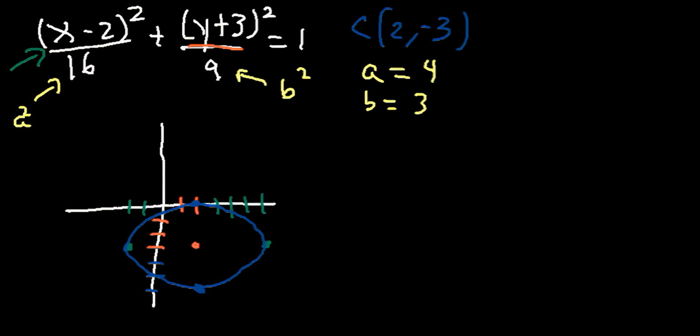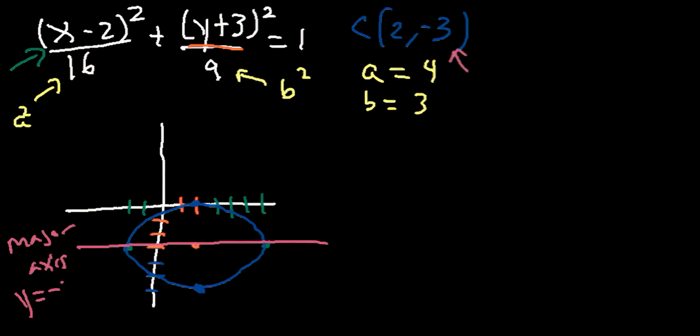So let's identify what's the major axis and what's the minor axis. The major axis, is it vertical or horizontal? The major axis is wherever a is. A is along the x-axis, so the longer side is the major axis. The major axis is basically the y-coordinate of this, because it's horizontal. So the major axis is at y equals -3. That's the equation for it.